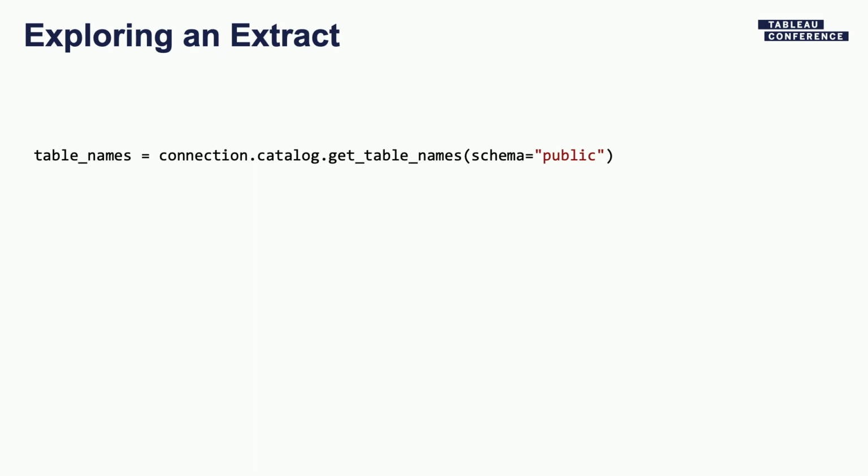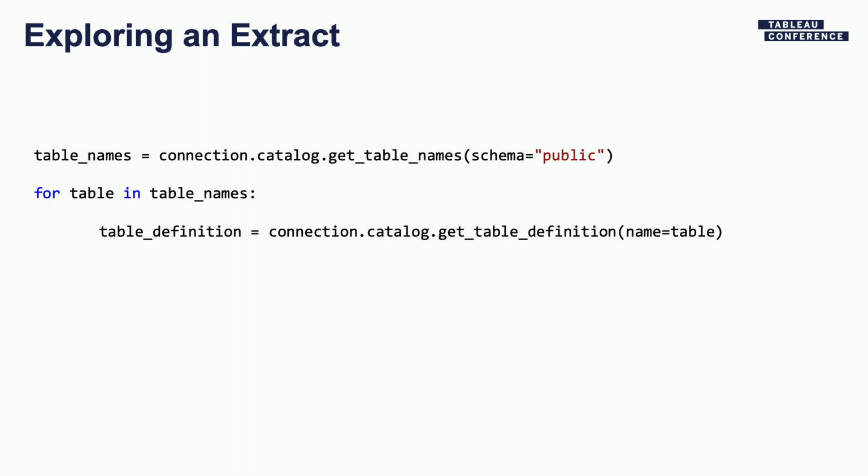We have a catalog object that gives you access to metadata. For example, you can ask it, hey, please give me all table names in the schema public or in the schema extract or whatever, and it will list you all the table names in there. What we can then do is iterate over these names, and for each one we tell the catalog, now for this table with that name, please give me the definition. I want to know which columns are in there.